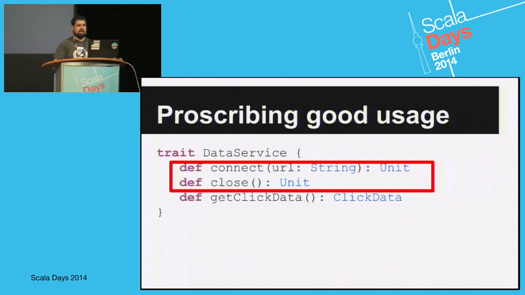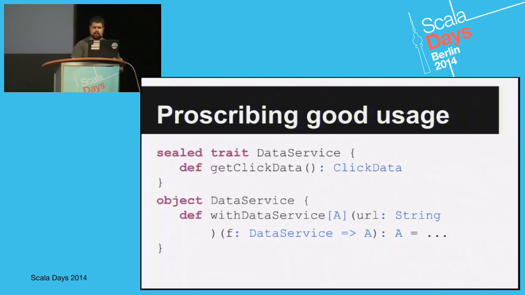These two methods here are uniquely tied together. If I'm already connected and I call connect again, what happens? If I call close and I'm not connected, what happens? If I call get click data, but I haven't connected yet, what happens? Right? This API is not very cohesive, and it's very, very stateful. But it's not necessarily the state that's the problem. It's that I've given you an API that really lets you destroy yourself.